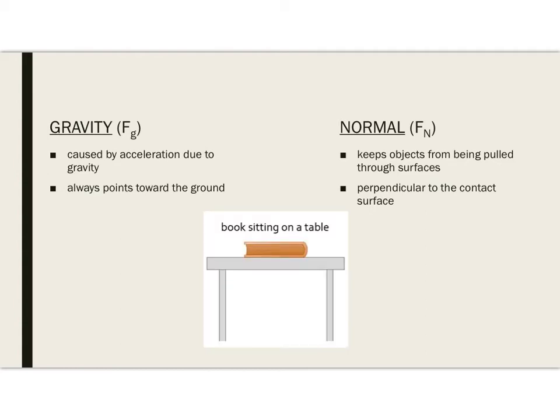Now let's take a book just sitting on a table. It's not moving, it's not going up or down or side to side, it's just sitting on a table. What forces would be acting on that book? Well, we would have the force of gravity, which is pulling it down. But then we also have the normal force, perpendicular to the surface of the table, and that's what keeps the book sitting on the table instead of being pulled through the table by gravity.